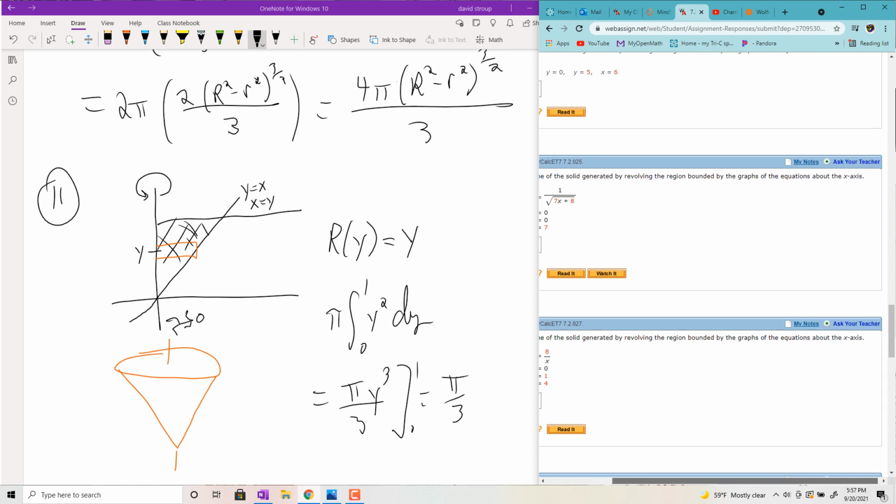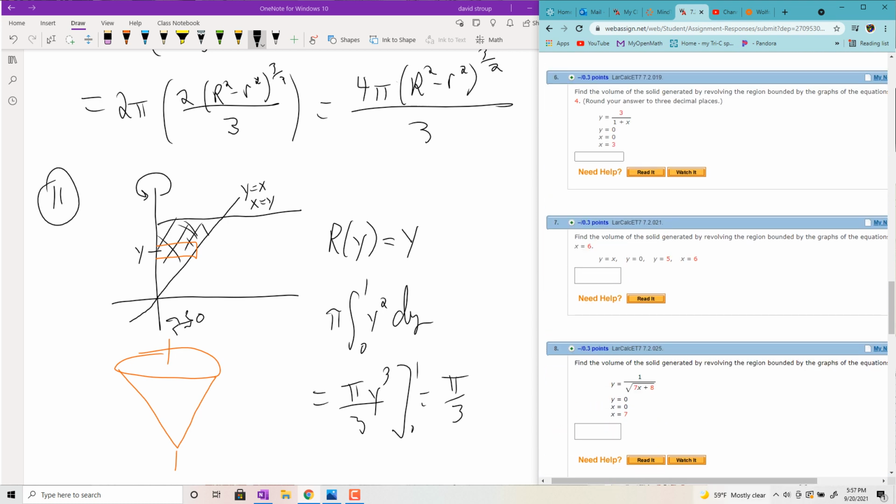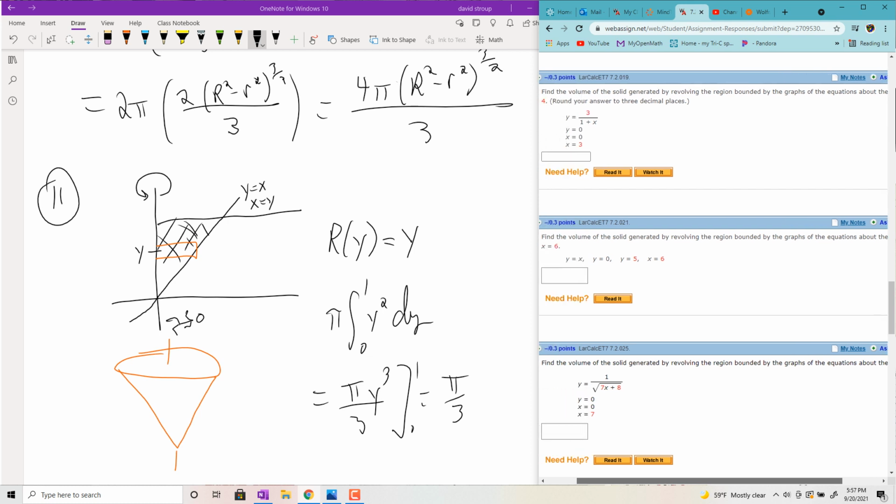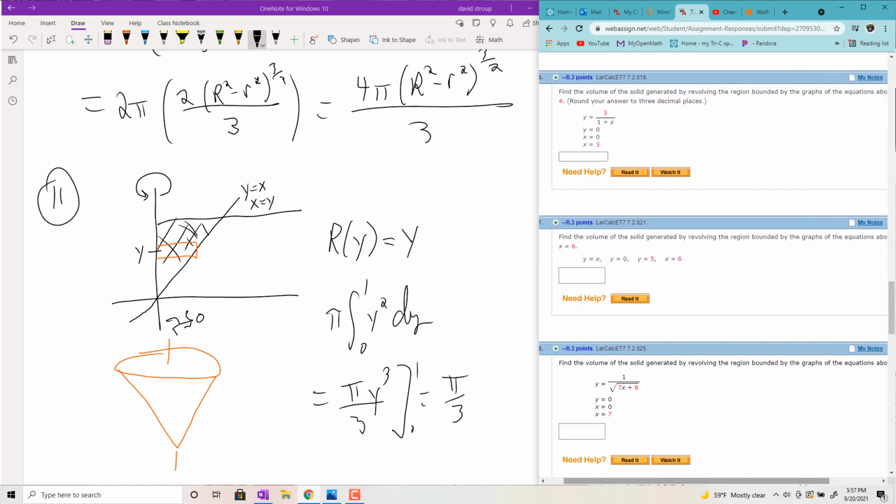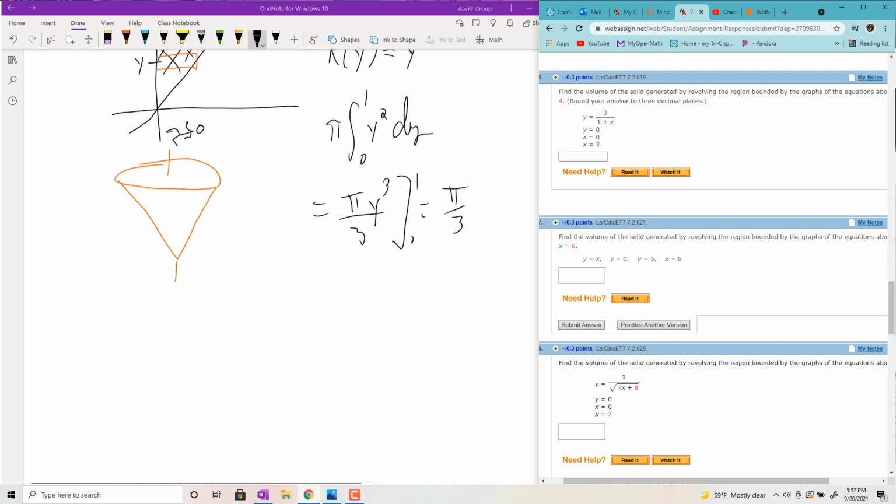I feel like this is too easy. Let's do at least one more. I want to do another one that's, well, let's do one of these ones that's shifted.